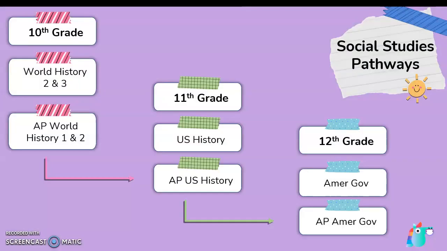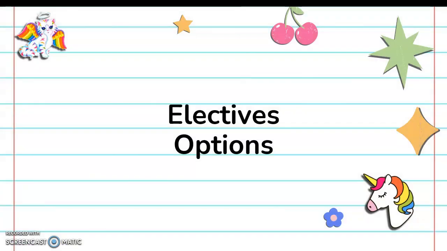Social studies, starting in 10th grade, you can opt into either regular or AP World, and then you also have AP options in junior year and senior year as well.